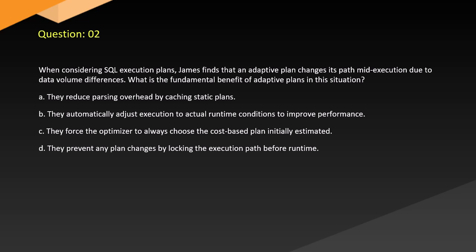A. They reduce parsing overhead by caching static plans. B. They automatically adjust execution to actual runtime conditions to improve performance. C. They force the optimizer to always choose the cost-based plan initially estimated. D. They prevent any plan changes by locking the execution path before runtime.